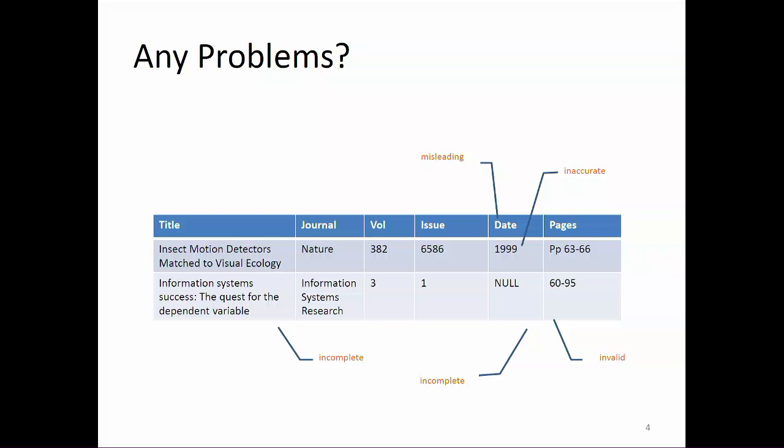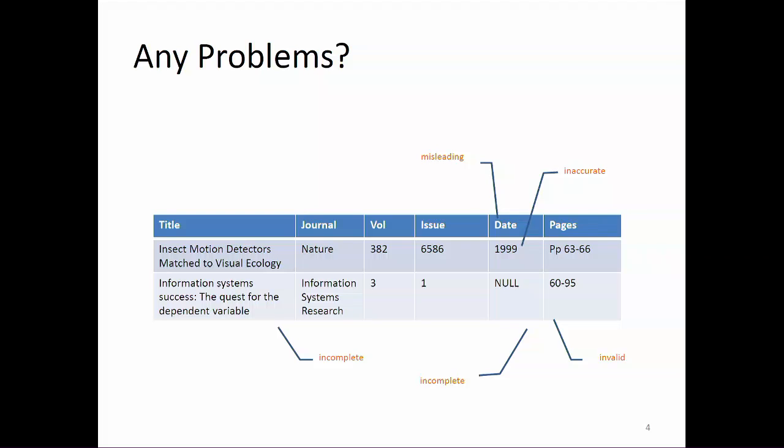So it says the date is misleading. Why? What's misleading about the date column? It looks like a year, not a date. Sorry? It looks like a year, not like an exact date. So there are two problems with the date. One is it's, let's say, inaccurate or incomplete because it only tells you the year and not the month or the day. And misleading, why?